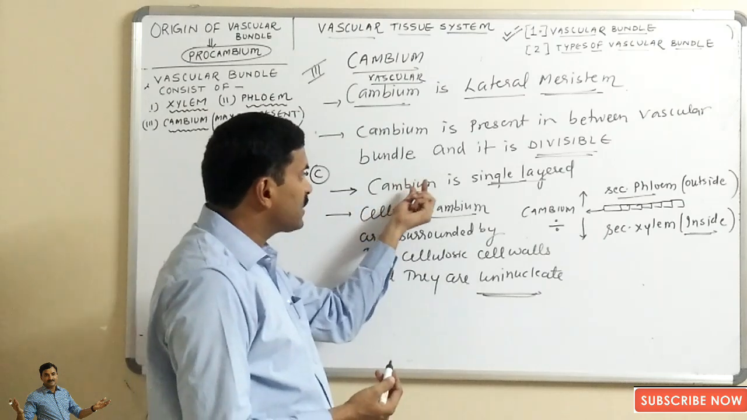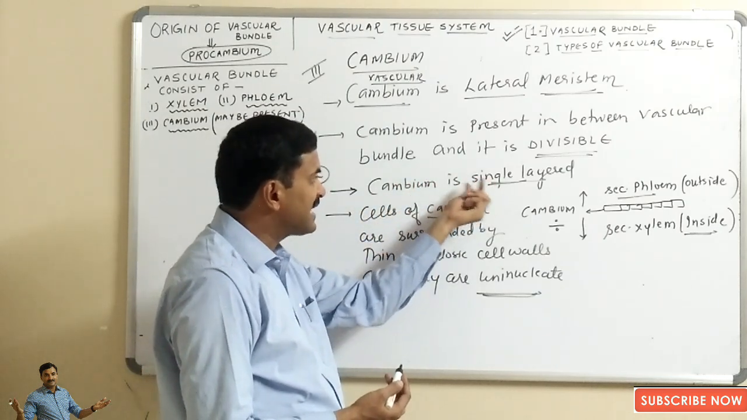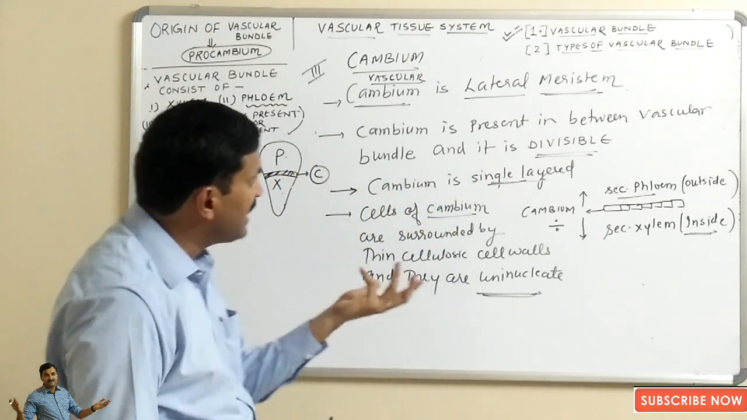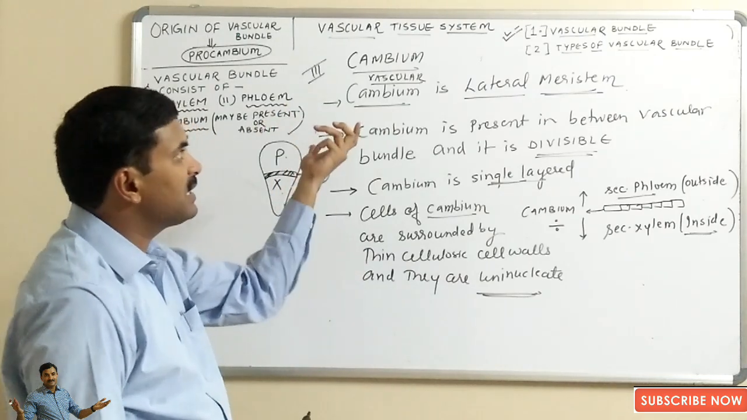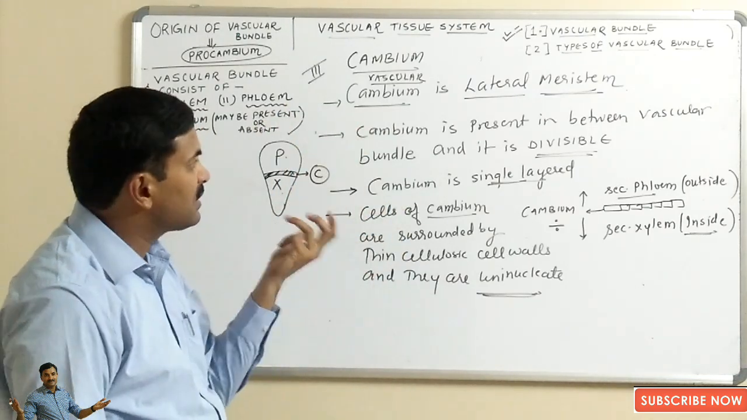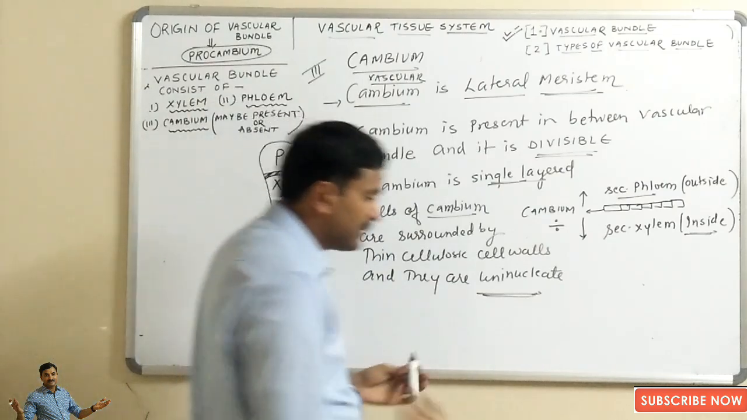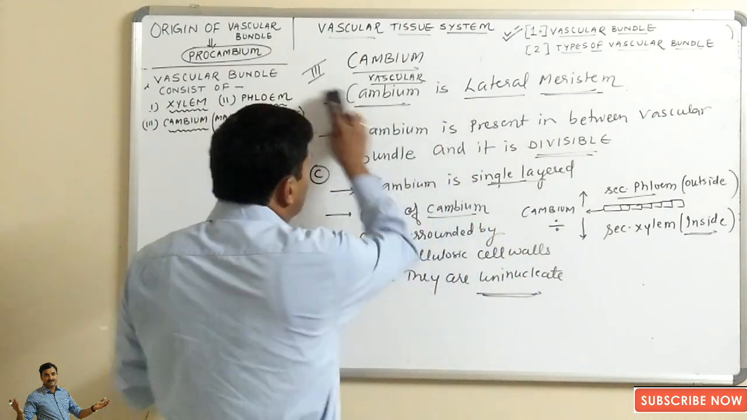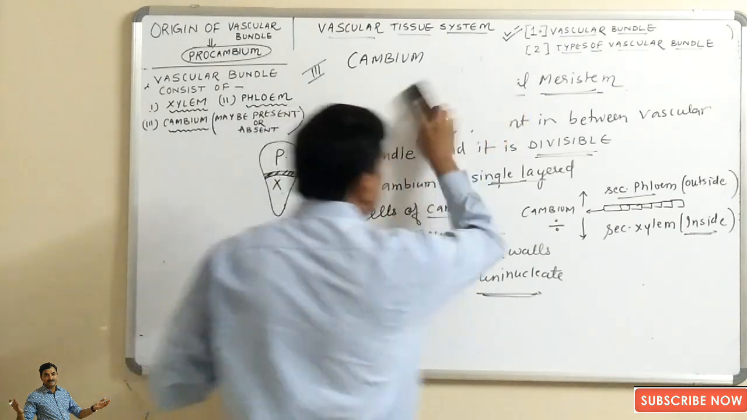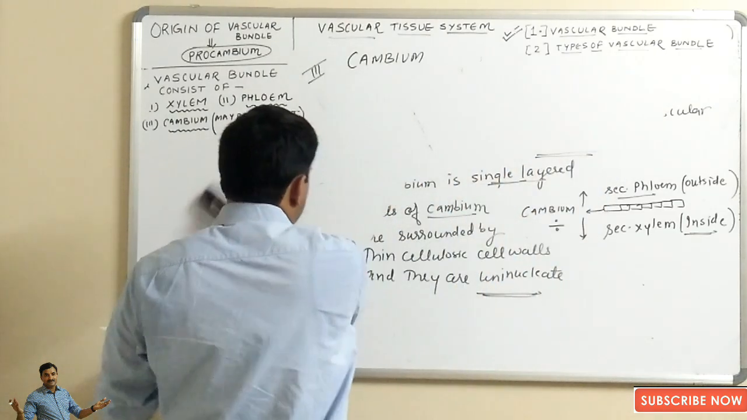the layer of the cambium is single, it is single layered, but it seems to be multi-layered, it is divisible, it is meristematic, and the vascular bundle is a good example of what? The lateral meristem. Okay. Now, some more points about the cambium, that the cambium consists of two type of cells.